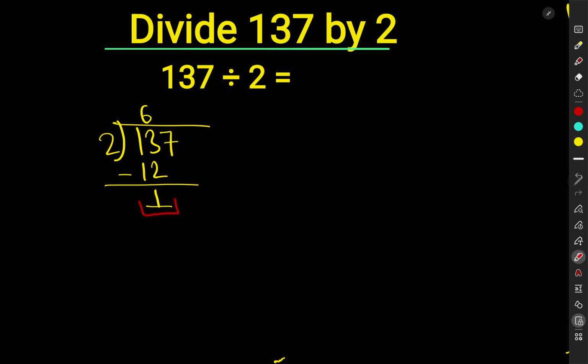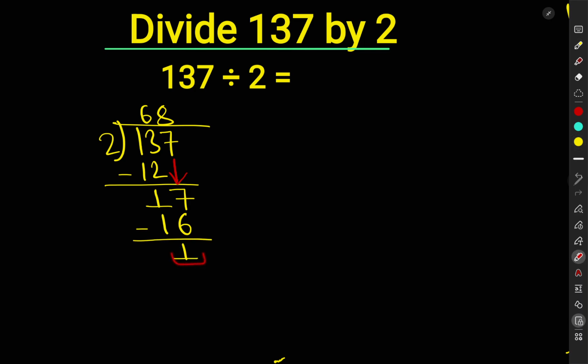So now this 1 is less than 2. So we bring down the number beside this, 7. So it became 17. So 2 times 8 means 16. On subtracting we get 1.